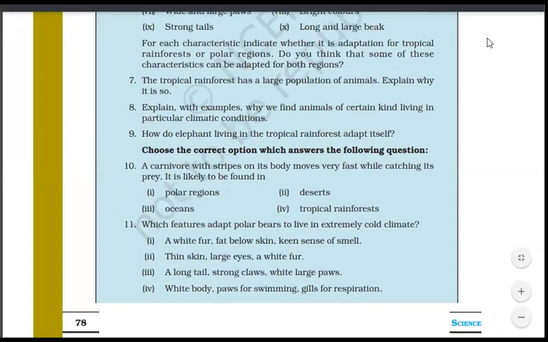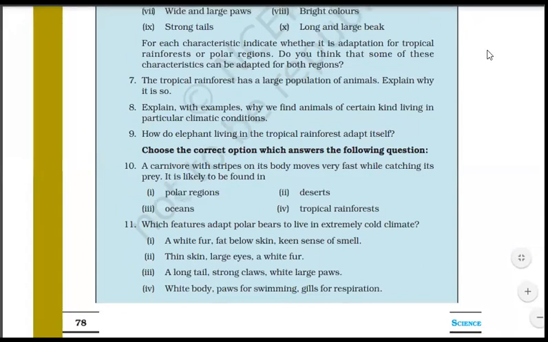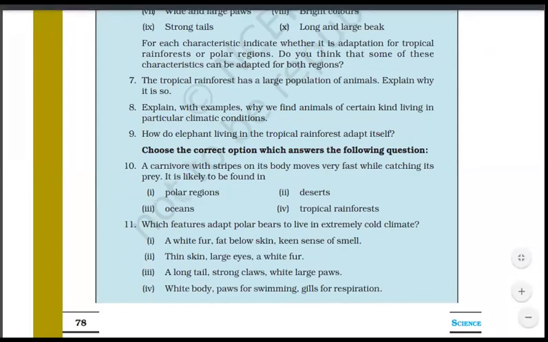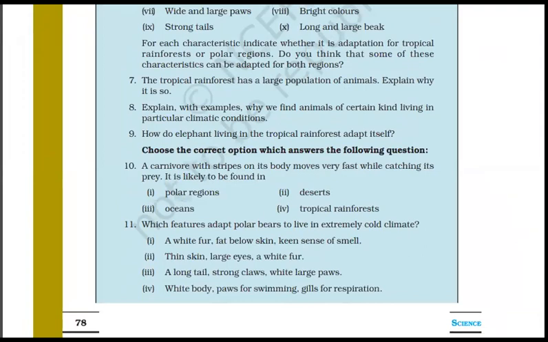Then explain with examples why we find animals of certain kind living in particular climatic conditions. If you have to answer this in one word. Guys, message to co-host, I don't know, something happened, so I'm not getting any messages here. Okay, message to co-host. Yes, very good. Yes, Ragini, adaptation, because of adaptation. Because they have adapted to that particular area. Very good. Now, ninth one.